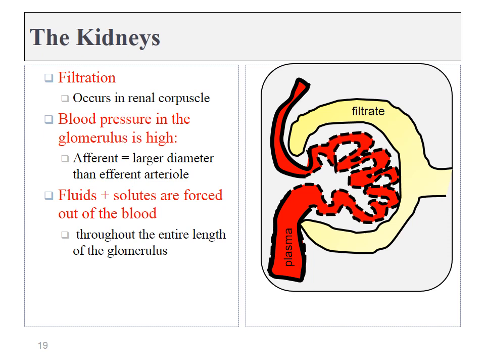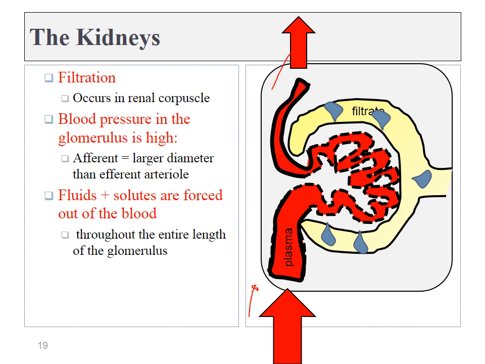Blood pressure in the glomerulus is high because the afferent arteriole, the artery leading to the glomerulus, is a bit larger than the efferent arteriole, the artery leading away. And this will mean that a bunch of fluid will be forced out of the capillary bed into the Bowman's capsule. And this fluid will be then collected by the nephron.